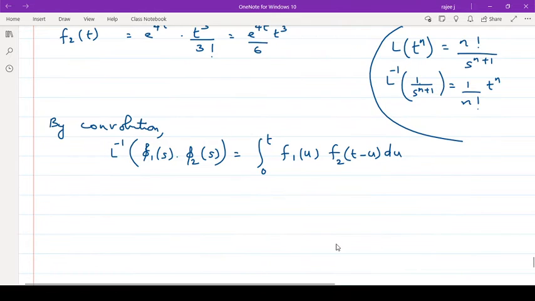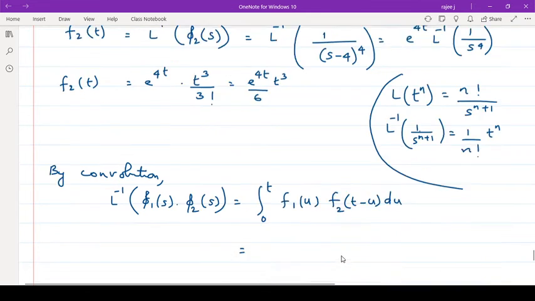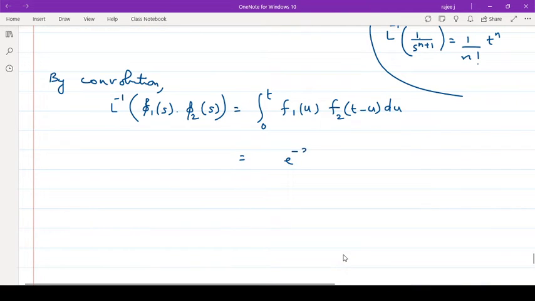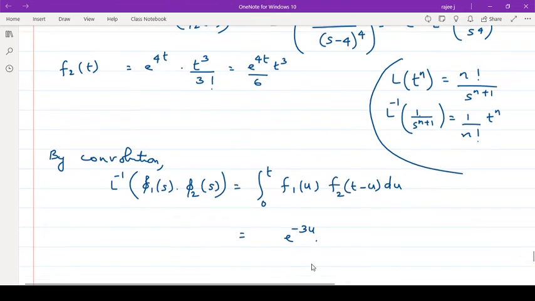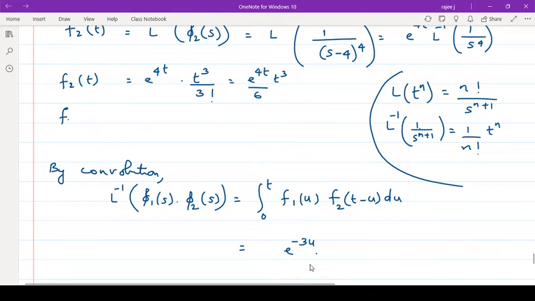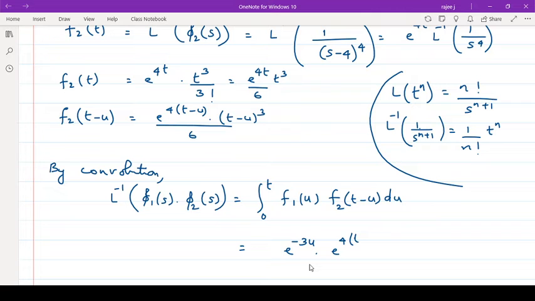Now see here, if I am going to put f1 of u, we have e raised to minus 3u. So e raised to minus 3u, and f2 of t minus u. So here, f2 of t is this one, therefore f2 of t minus u is equal to e raised to 4 into t minus u into u cube. No? Okay, all t will be replaced by t minus u. So t minus u the whole cube upon 6. So that term is going to be here, e raised to 4 into t minus u into t minus u the whole cube upon 6.